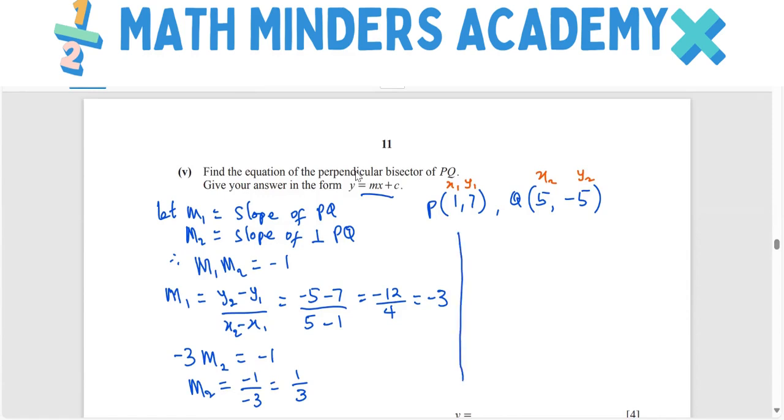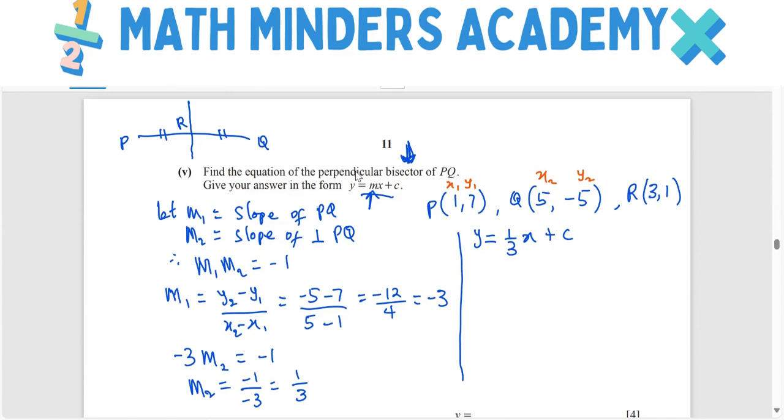So the equation we are looking for is now going to be y equals the slope, 1 over 3, x plus c. But because it's a bisector also, it is dividing PQ into 2 equal parts, meaning that it's going to pass through R, which is (3, 1). It's going to pass through R. So we have a line. This is P, this is Q, and then this is that perpendicular bisector. It's going to pass through the midpoint, dividing this into 2 equal parts.